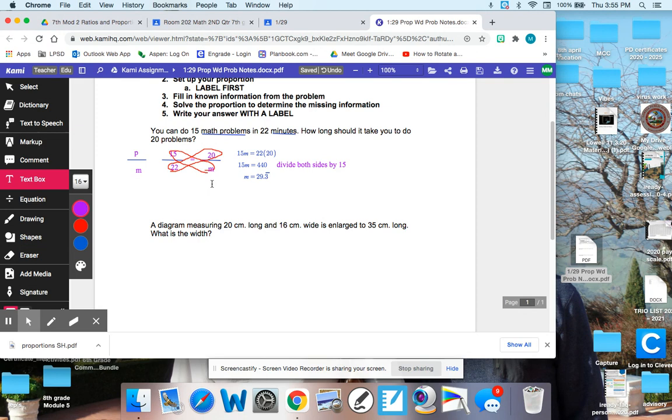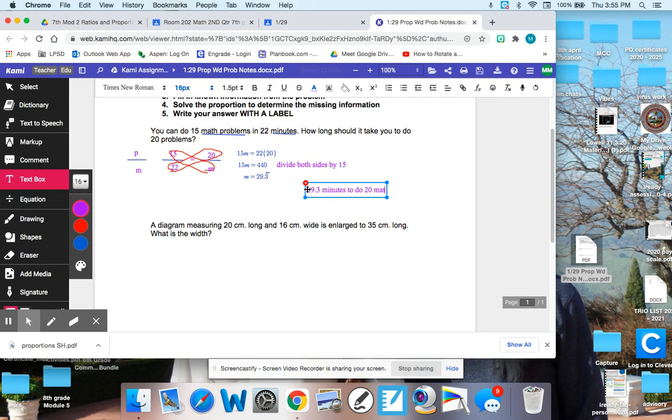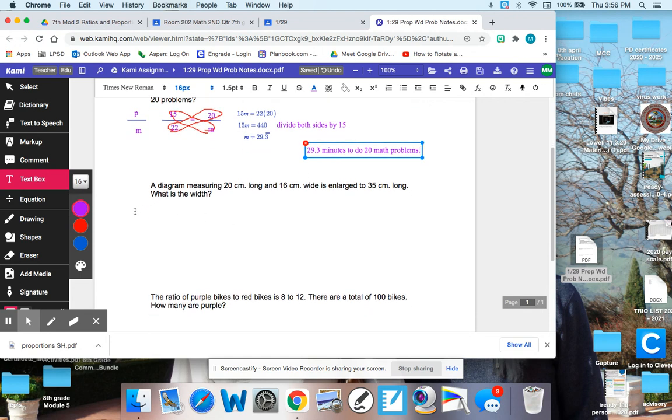So now your final answer is going to be 29 and 3/10 repeater minutes to do 20 math problems. All right, always finishing with the sentence. So always have your labels, set up your ratios, and then always finish with the sentence. Okay, let's go to the next one.